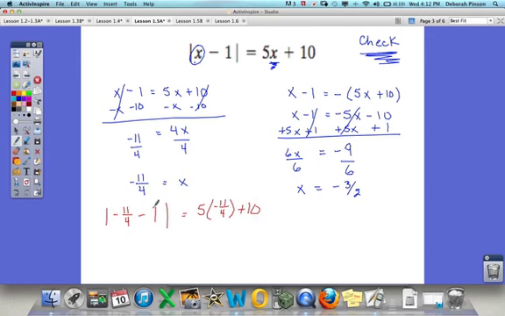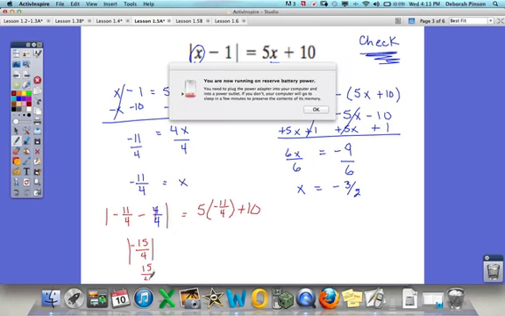Okay, so I'm going to rewrite the 1 with a common denominator of 4. So I'll have negative 11 minus 4, which is negative 15 over 4. Take the absolute value of that and I have positive 15 over 4.